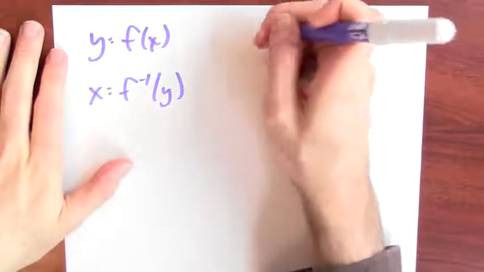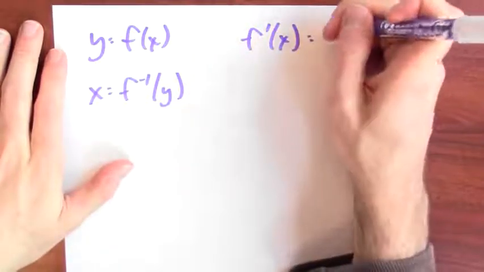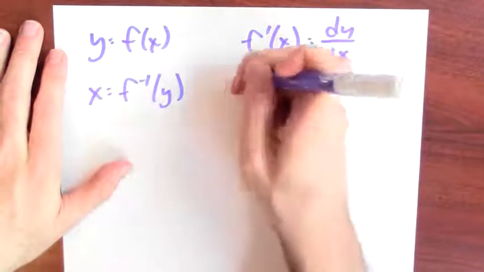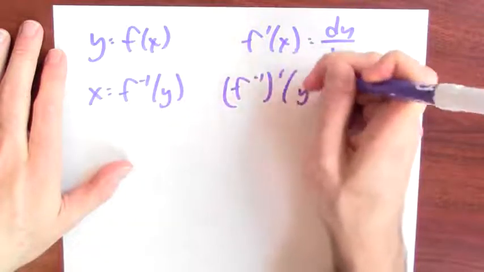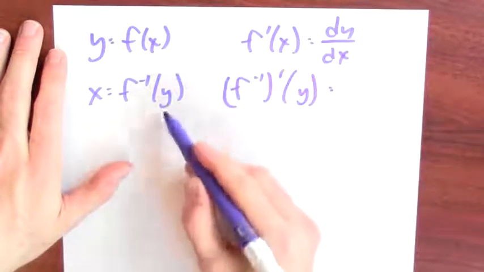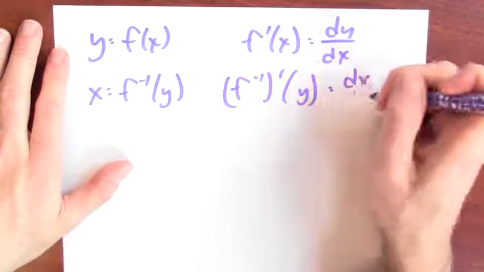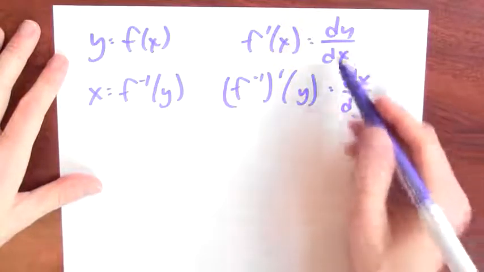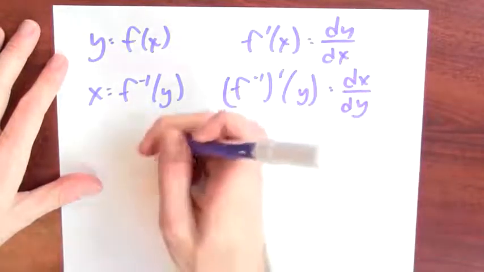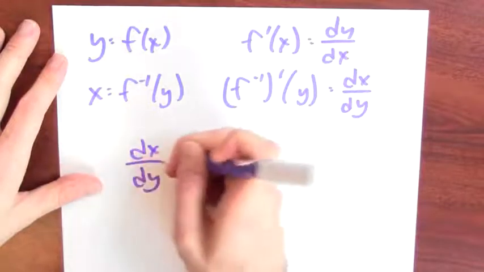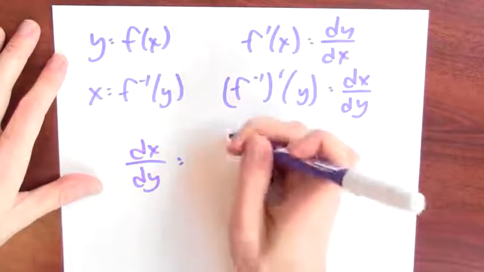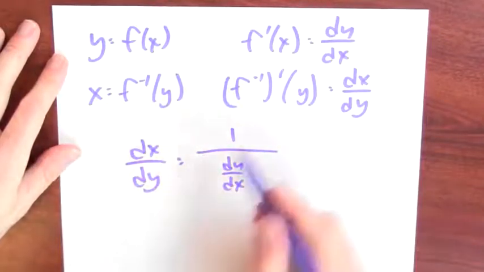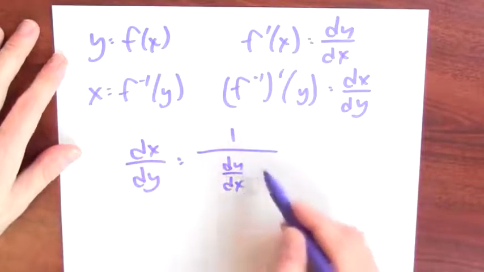If y is f of x, then f prime of x could be written dy/dx. And if x is f inverse of y, then the derivative of the inverse function at y, well, that's asking how does changing y change x. I could write that as dx/dy. If you really take this notation seriously, what it looks like it's saying is that dx/dy, which is the derivative of the inverse function, should be 1 over dy/dx, right? The derivative of the inverse function is 1 over the derivative of the original function.